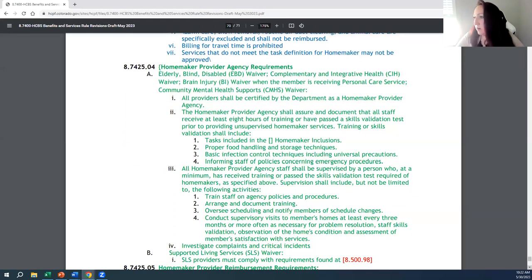And then homemaker provider agency requirements. A, elderly, blind, disabled waiver, complementary and integrative health waiver, brain injury waiver when the member is receiving personal care services, community mental health supports waiver. One, all providers shall be certified by the department as a homemaker provider agency. Two, the homemaker provider agency shall assure and document that all staff receive at least 8 hours of training or have passed a skill validation test prior to providing unsupervised homemaker services. Training or skill validation shall include: one, tasks including the homemaker inclusion; two, proper food handling and storage techniques; three, basic infection control techniques, including universal precautions; four, informing staff of policies concerning emergency procedures.